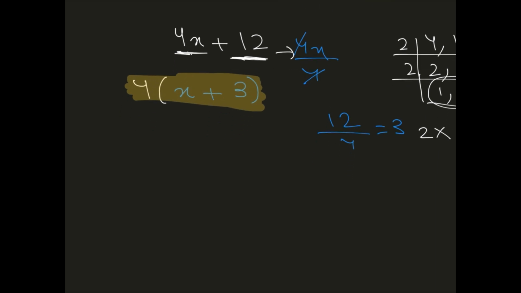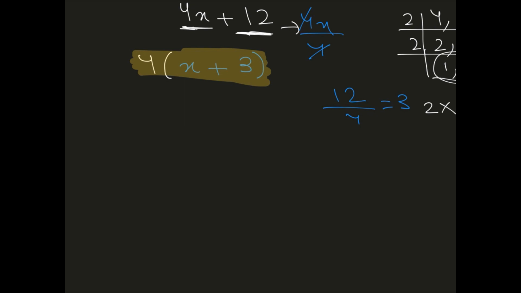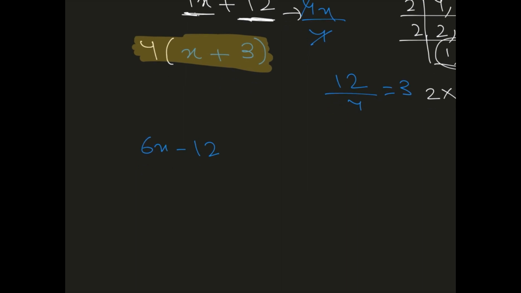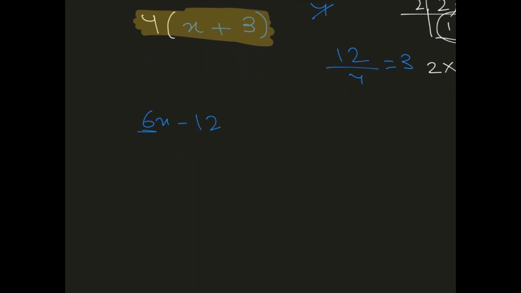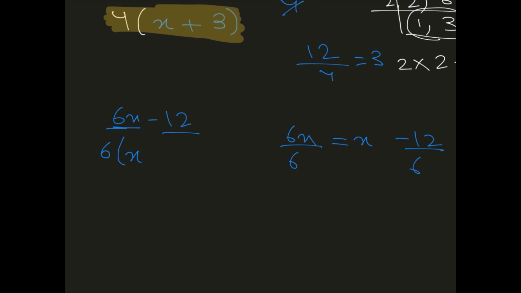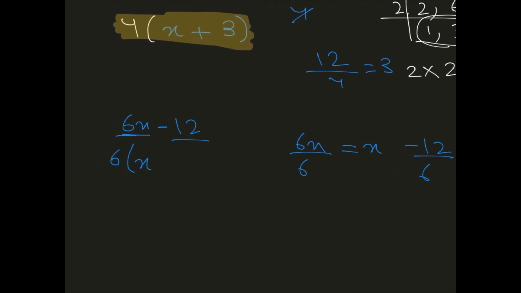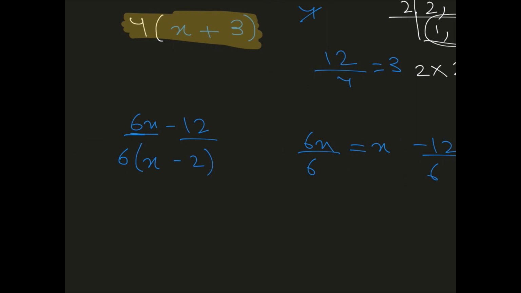right? Let's look at another example. Let's say we had something like 6x minus 12, right? Now we know that 6 and 12 are both multiples of 6, right? 6 times 1 is 6 and 6 times 2 is 12. So we will take 6 common and then we will divide each term by 6. So 6x divided by 6 is only x. So we are left with x here, and minus 12 divided by 6 is minus 2. So we are left with minus 2 over here. So this will be our factorized expression, right?